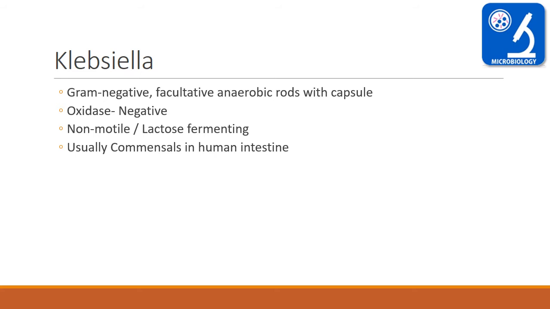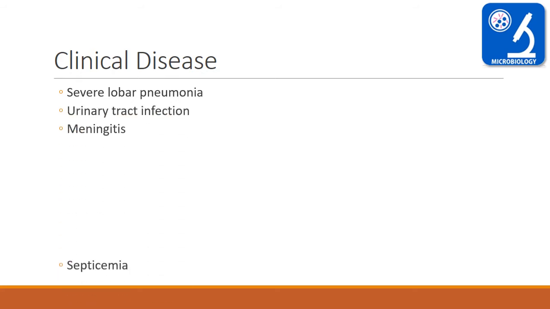It is usually commensal in the human intestine, but it can also cause severe infections. There are two medically important species. One is Klebsiella pneumoniae, another is Klebsiella oxytoca. Then the clinical manifestation. It can cause severe lobar pneumonia, urinary tract infection, meningitis, septicemia, and hospital acquired infection.